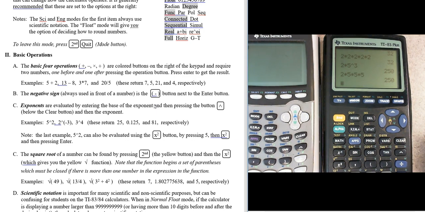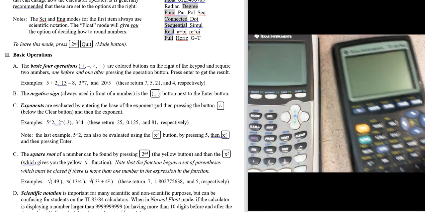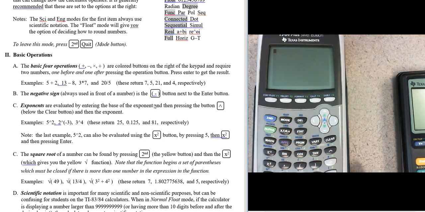Now, one important thing to understand on a calculator is that the exponent only applies to the item right before it. So let's say we wanted to do (-3) to the power of 4. So what is this going to do? Well, it's going to do -3 times -3 times -3 times -3, and 4 negatives makes a positive, so it gives you positive 81.